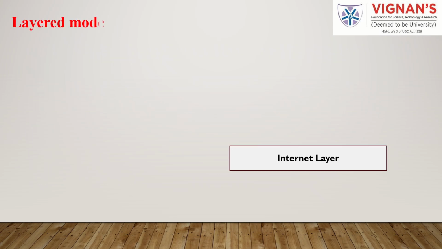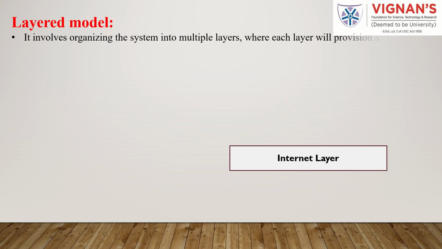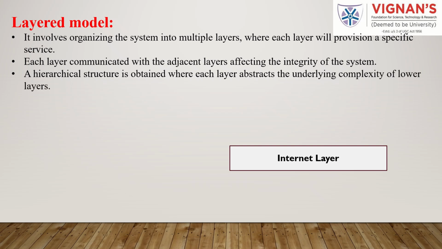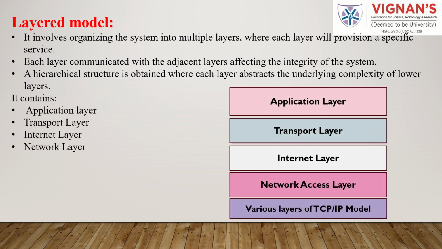Layered model. It involves organizing the system into multiple layers, where each layer will provision a specific service. Each layer communicates with the adjacent layers, maintaining the integrity of the system. A hierarchical structure is obtained where each layer abstracts the underlying complexity of lower layers. It contains application layer, transport layer, internet layer, network layer.